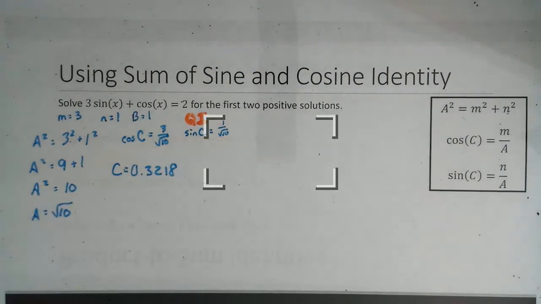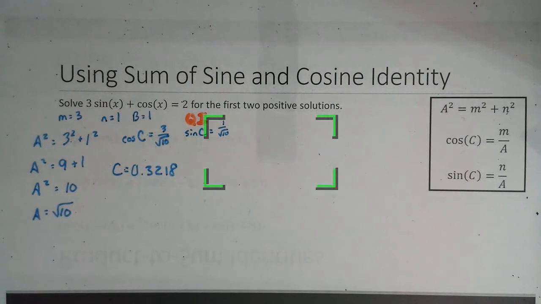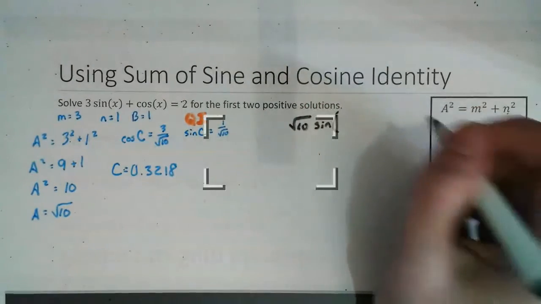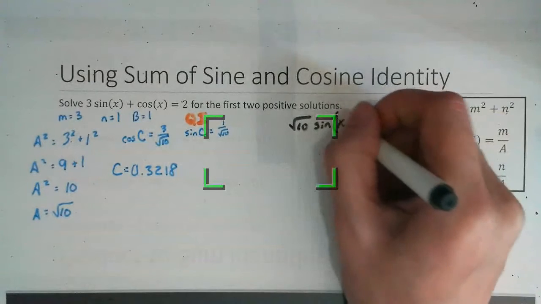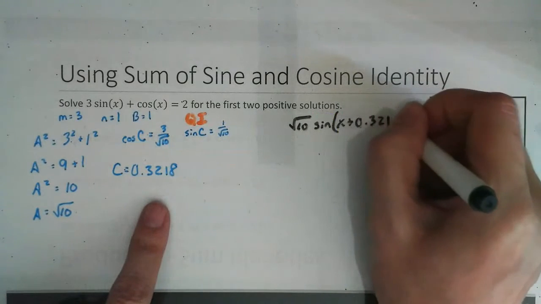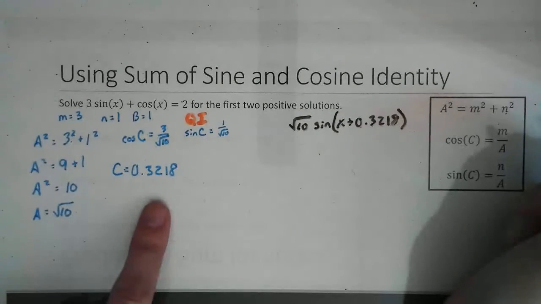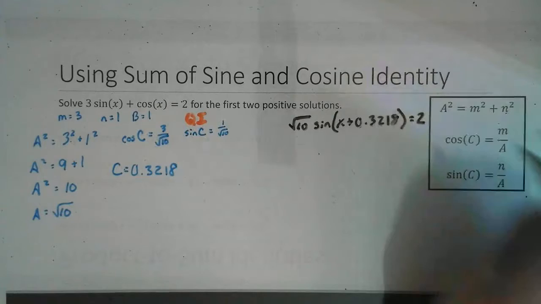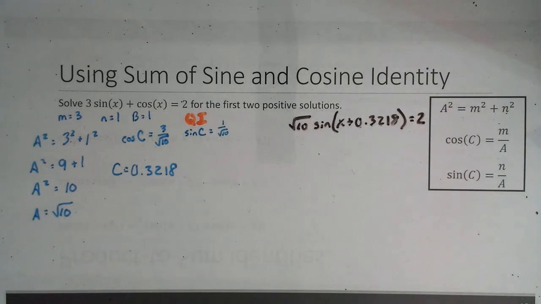So I'm going to go ahead and rewrite this in the form we want to use. So the form we want to use is A, which is the square root of 10, times the sine of B, which is 1, x, plus C, which is 0.3218. So we rewrote the left-hand side. This is equal to 2. And that's what we want to solve.